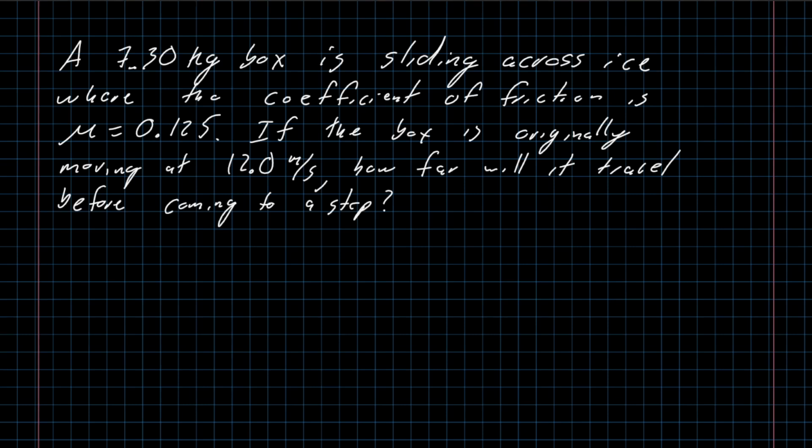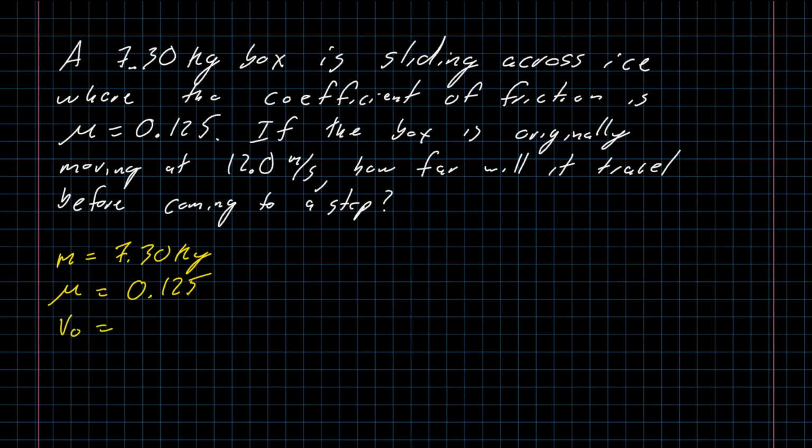All right, this is a challenging problem because there's a couple of things going on. I'm going to be a little bit more careful in setting things up on this problem than I was on the last one because there's a lot more steps. All right, but we have a mass of 7.30 kilograms. We have a coefficient of friction of 0.125. Coefficients of friction are unitless quantities. And we have originally moving. That sounds like an initial speed to me. V naught equals 12.0 meters per second. And then how far will it travel before coming to a stop? So our unknown in this case is going to be S.